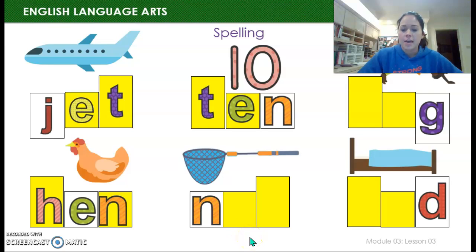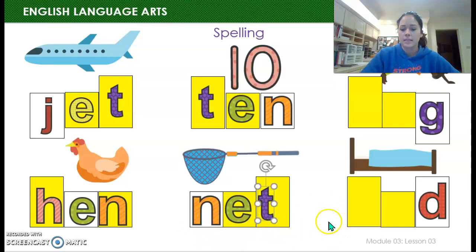Eh, eh. Write them in your notebook. T, t, eh, t. All right, check with me that you write the same things I have. Short E, t. N-E-T, net.